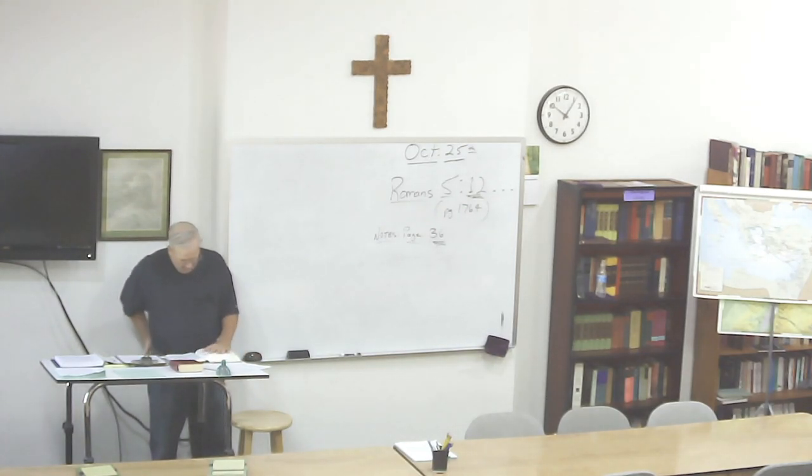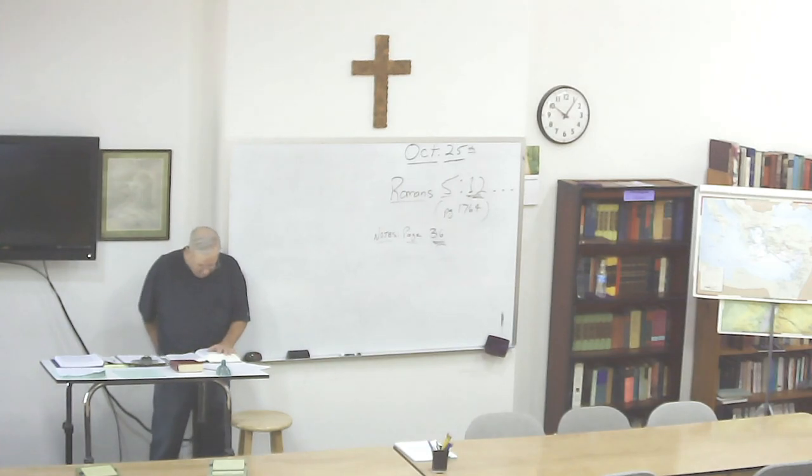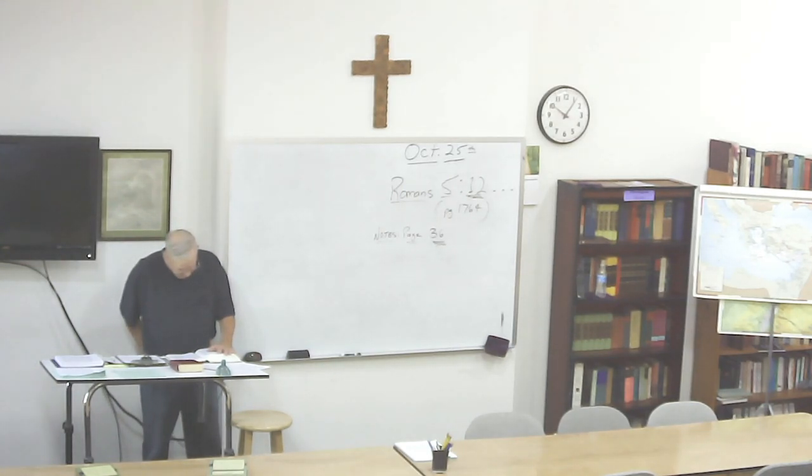Paul continues, "Therefore, just as through one man sin entered the world," meaning Adam, "and death through sin, so death spread to all men because all sinned. For until the law, sin was in the world." Now, when he says until the law, he's talking about until the Ten Commandments were given on Mount Sinai, and the rest of the law too. "So until the law, sin was in the world, but sin was not imputed when there is no law."